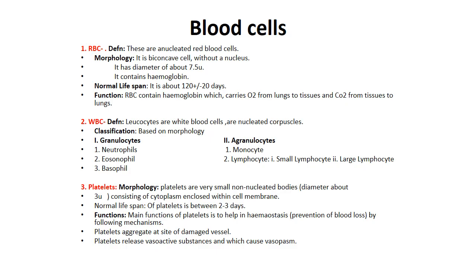WBCs are leukocytes, white blood cells, and they are nucleated corpuscles. They are divided into two types according to the granules: granulocytes and agranulocytes, that means granules absent. Granulocytes are of three types: neutrophils, pink color granules; eosinophils, orange color granules; basophils, dark blue or black color granules. Agranulocytes: monocyte and lymphocyte. Lymphocytes are again small and large lymphocytes.